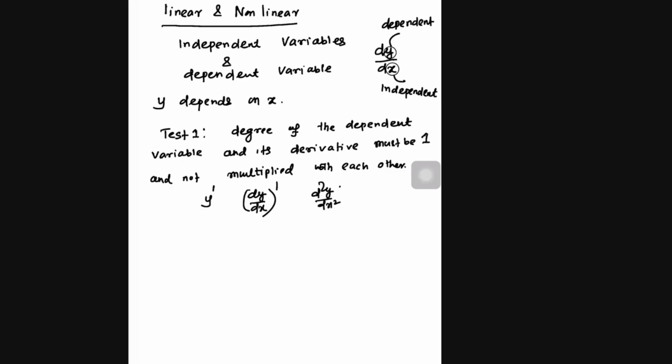And they should not be multiplied. That means you should not find any term like this, or y multiplied by d square y by dx square, like this. No. This is not allowed. Okay. Are these 2 points clear? Yes. It means if you find there is a y and its degree is 2, then you will say it is non-linear.